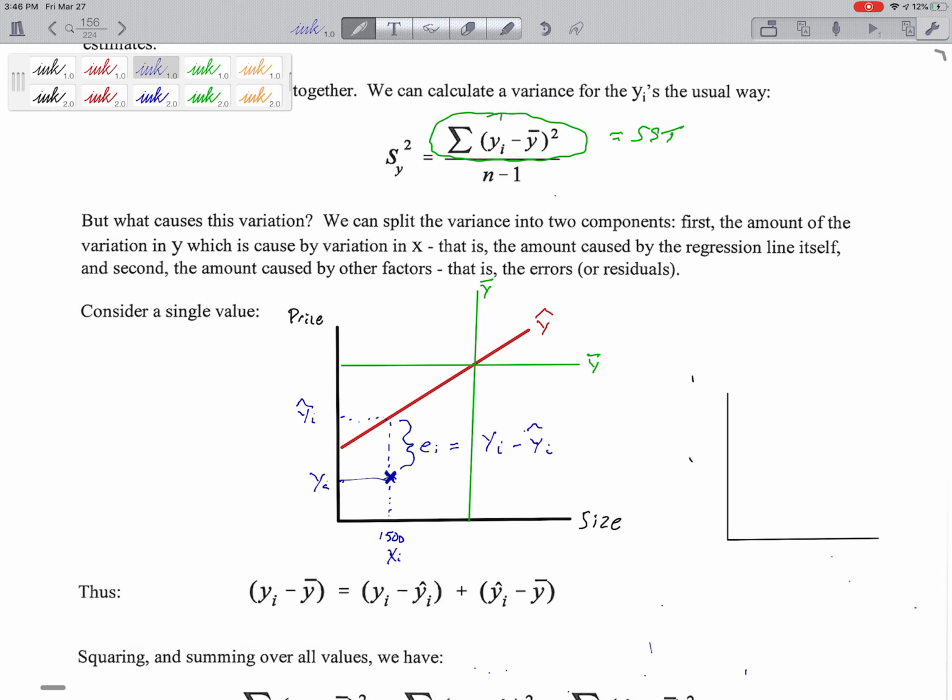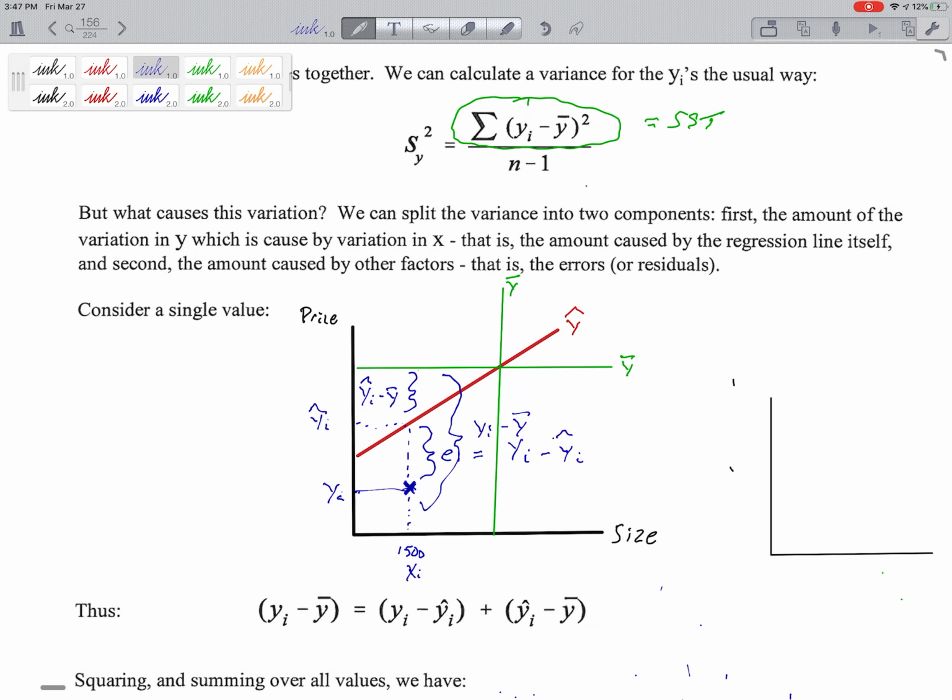Now we've got this distance here, and I'll actually write it on this side here. This is the distance between the Y hat I and the mean of the Y's, that green line. And then finally, we've got this whole area here, and that's from the point up to the green line, and that's going to be the Y I minus the Y bar. Okay, the Y I minus the Y bar, that's the point itself up to the green line, is this right here. Why is that important?